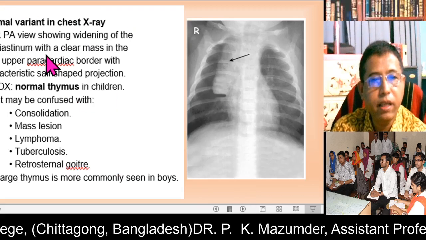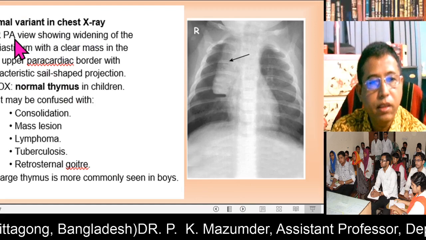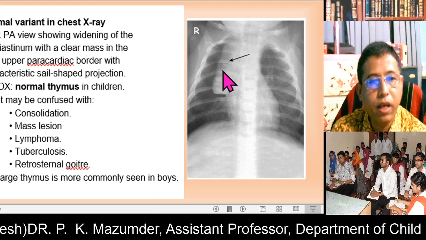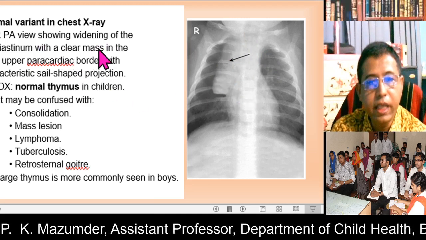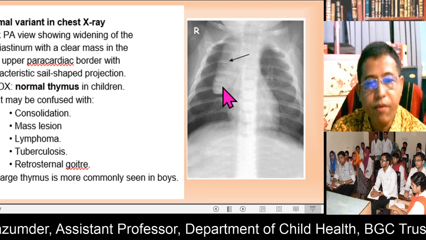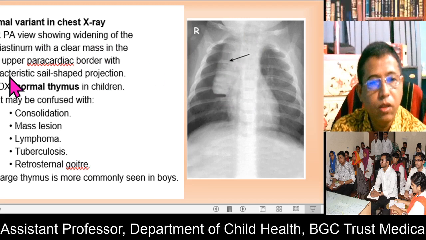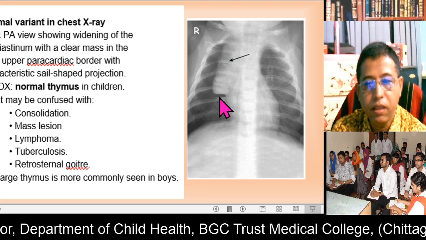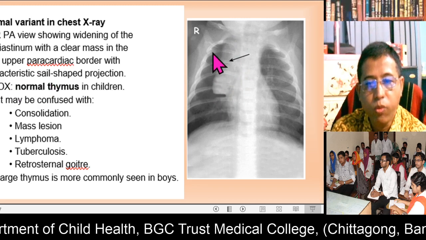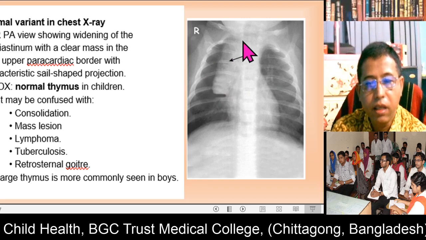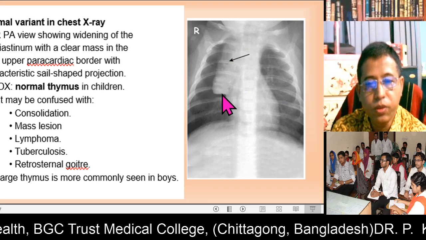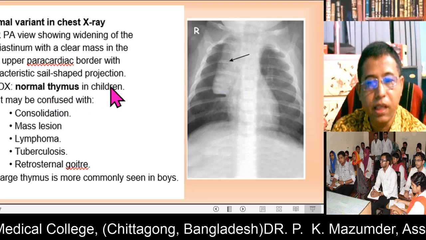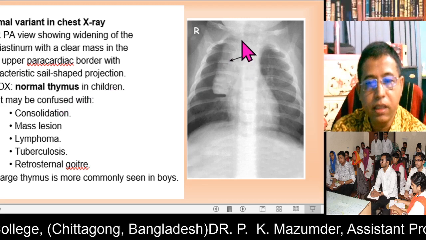Now a chest X-ray showing widening of the mediastinum with a clear mass in the right upper paracardiac border with a characteristic sail-shaped projection. The diagnosis is normal thymus in children. It is not consolidation.